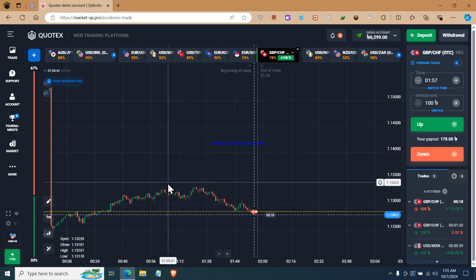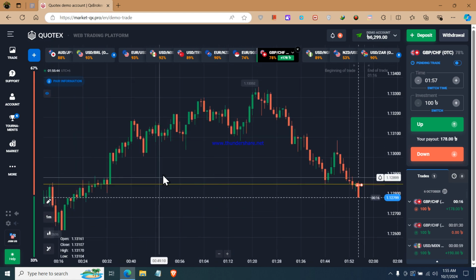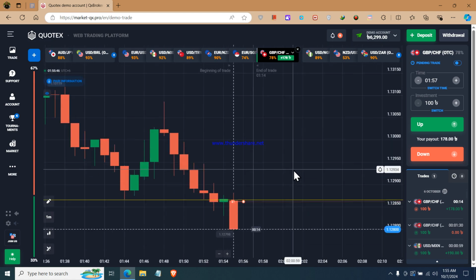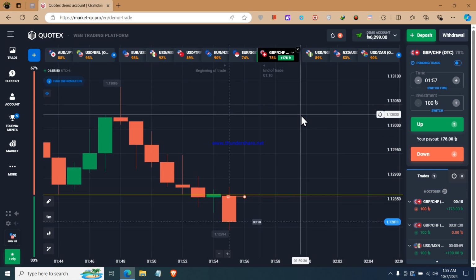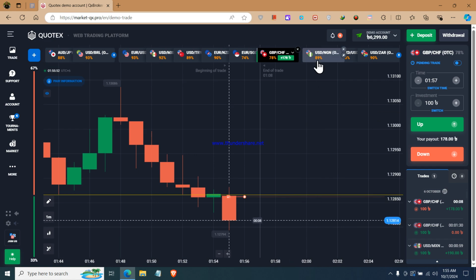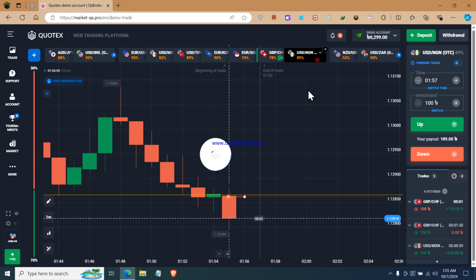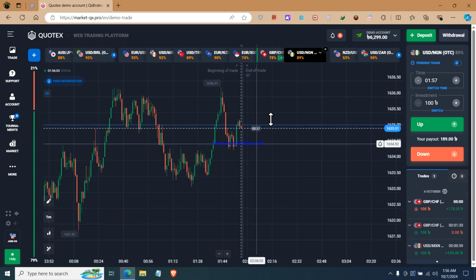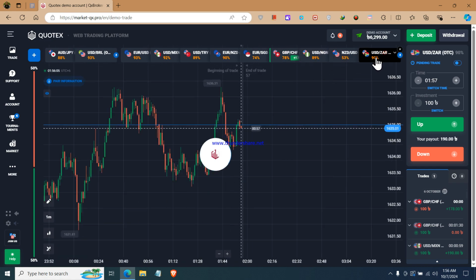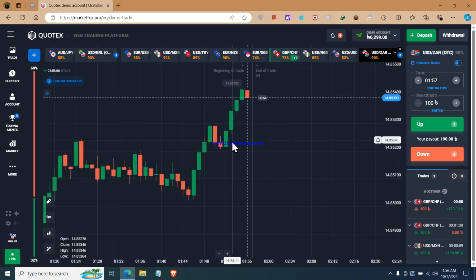Okay, they are making this resistance right now. They are making this point a resistance, and this was a win. Let's see on some other chart. USD ZAR.